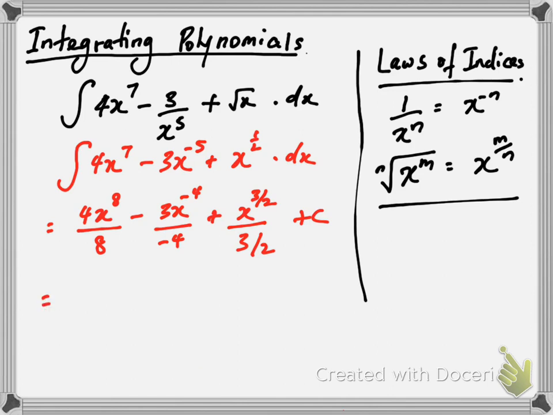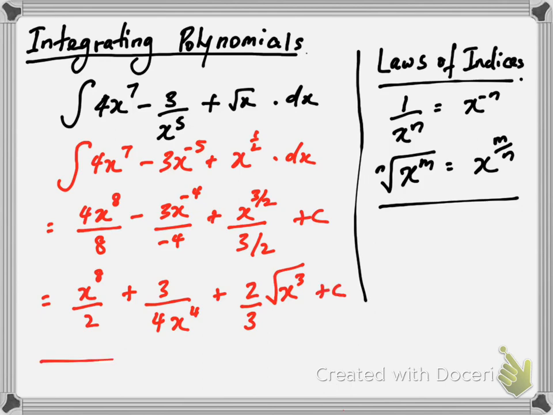The final answer, simplify. It's important to simplify. 4 over 8 is a half, so x to the power 8 over 2. There are 2 minuses, so it becomes a plus. 3 over 4, I'll bring the x to the power 4 down. Plus, the 2 will go up, and you'll get 2 over 3 times the square root of x to the power 3, plus c. And that's your final answer.